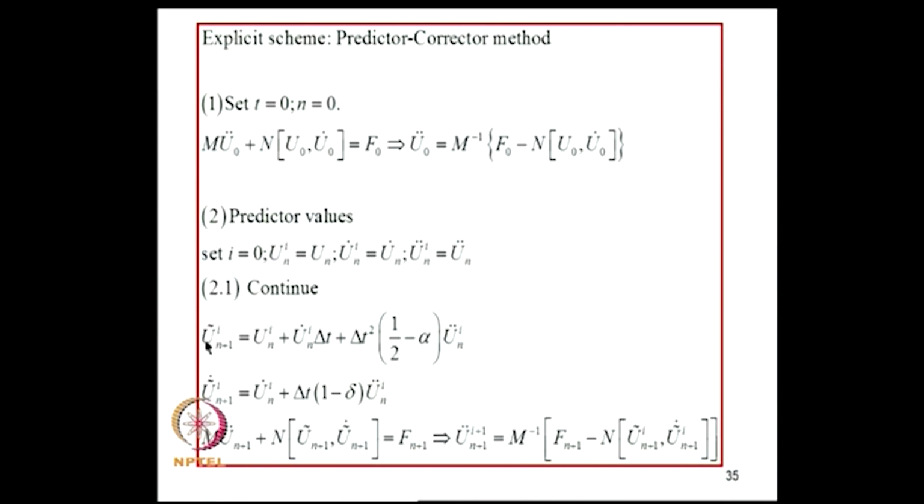Next, I need u tilde of i, n plus 1, this is the predictor, this is for displacement, this is for velocity. Now, after having found that, I want an improved estimate of u double dot n plus 1. To do that, I will use the equation of motion, where u and u dot are replaced by the predictor values. So, I get u double dot of i plus 1, n plus 1 is given by this. This is an explicit equation, there is no nonlinear equation solving here.